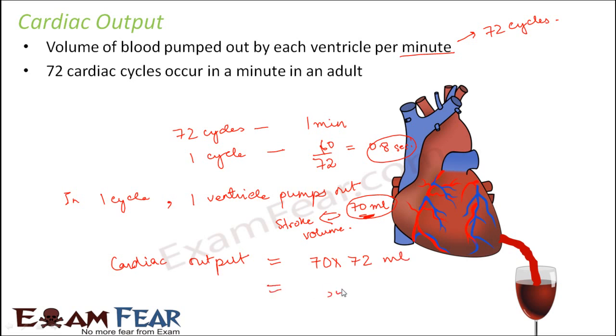So that will be approximately 5040 milliliter, which is approximately 5 liters. So approximately 5 liters of blood is pumped out by each ventricle in 1 minute in a healthy adult human being. So this is the cardiac output of the heart. It shows that the heart is doing so much hard work, and this is the result. It is able to pump out this much amount of blood.